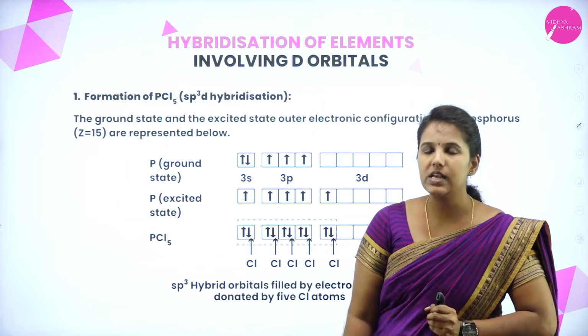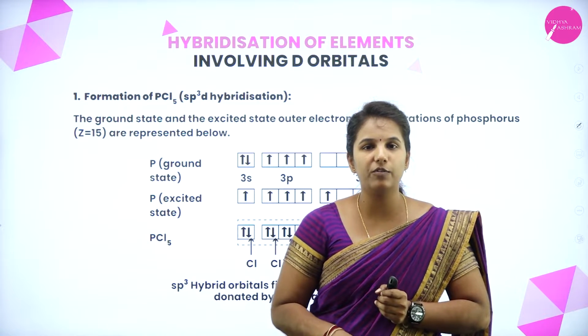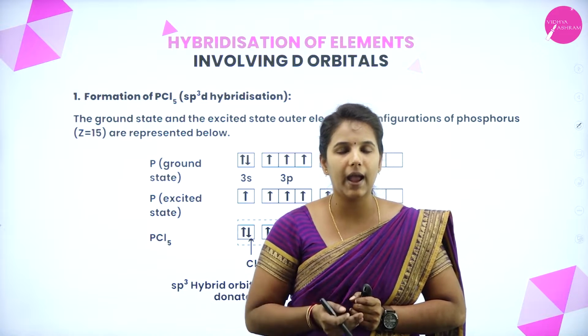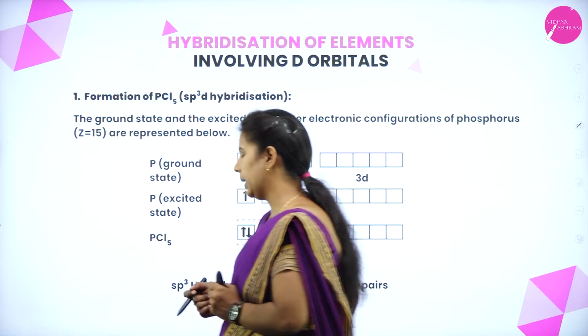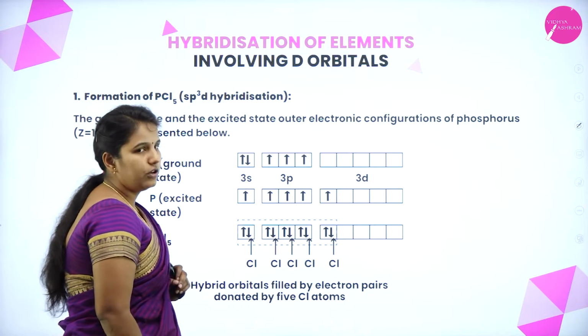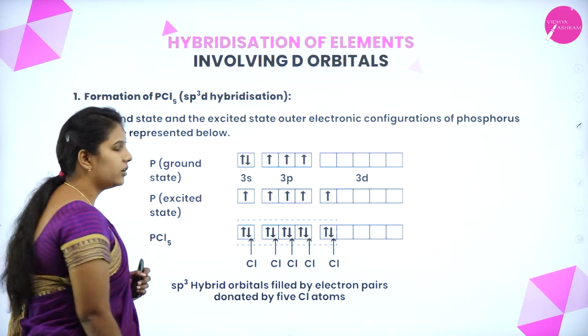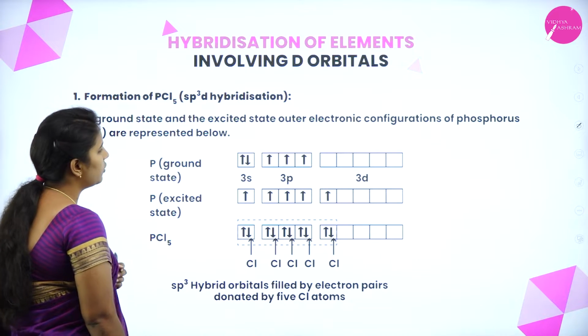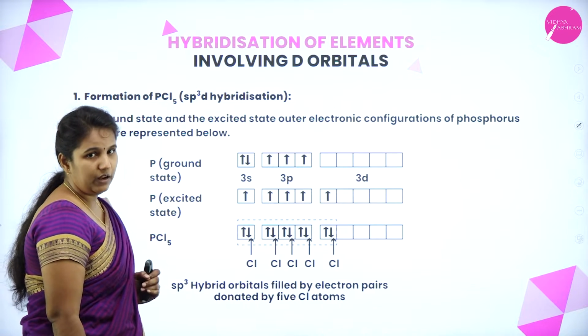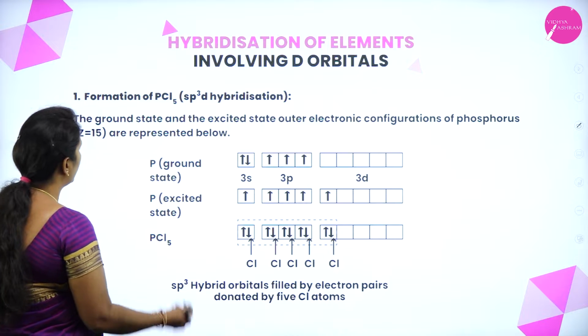Okay, so PCl5 is the best example for sp3d hybridization and it is known as phosphorus pentachloride. First I'll go with writing the general electronic configuration of the phosphorus. In phosphorus, we know that there are 15 electrons.